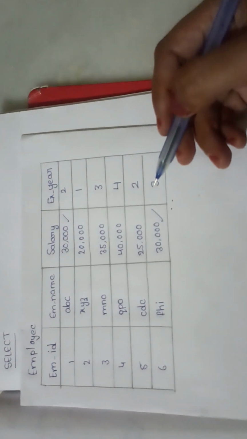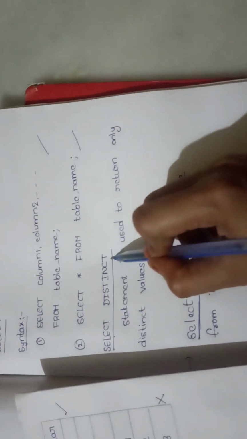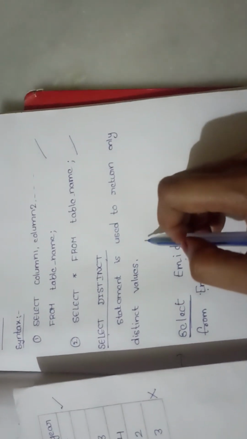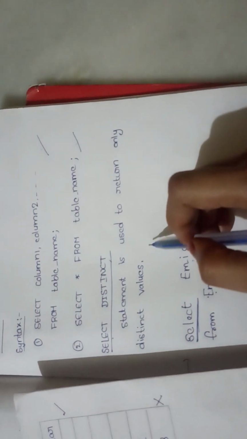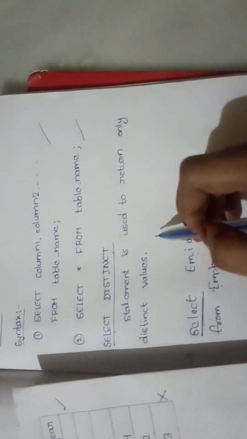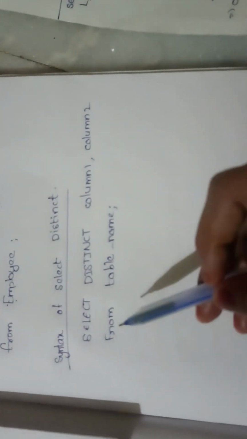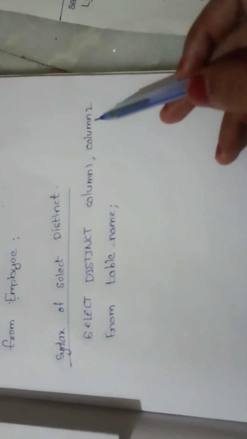If we want to segregate this, that means remove the duplicates and keep only distinct salaries, then we will use the select distinct statement. This statement is used to return only distinct values. This is the syntax of select distinct: select distinct column name.